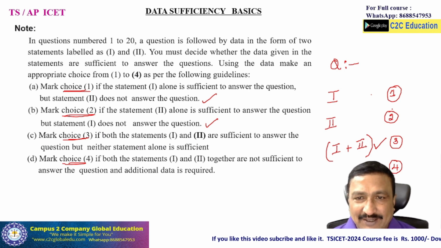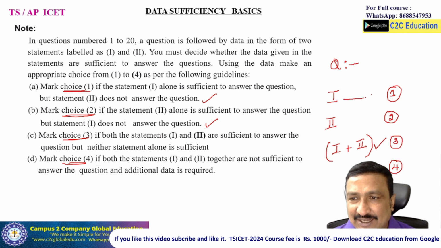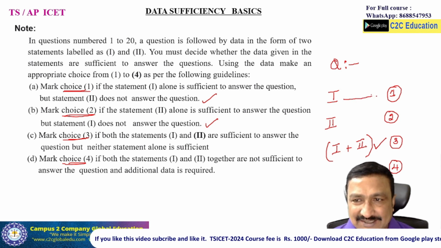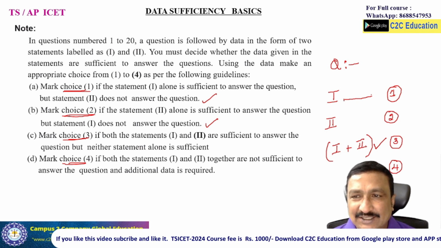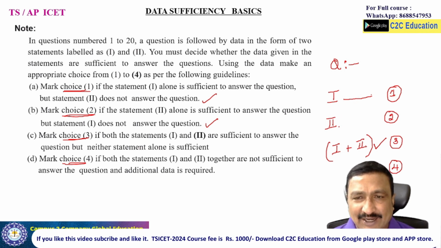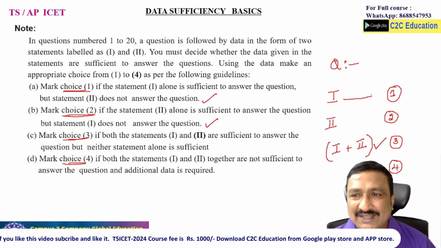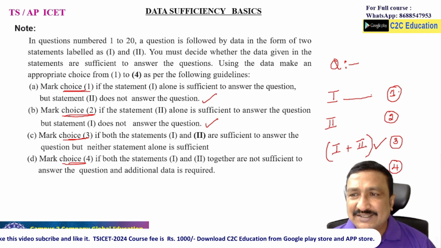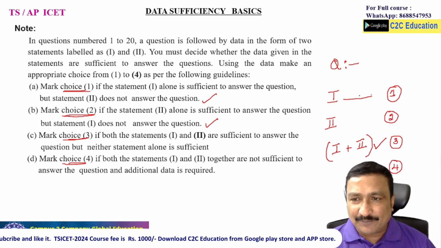Now again I am repeating how to decide the answers. First we have to read the question. What is the question and what are they asking? Once you understand the question, go to statement 1. By using the information in statement 1, if you are able to give the answer, then you have to mark choice 1. Suppose you are straightaway getting the answer from the first statement, then there is no need to look at the second statement, and no need to try to combine the first and second statements. We can keep the answer as the first option.